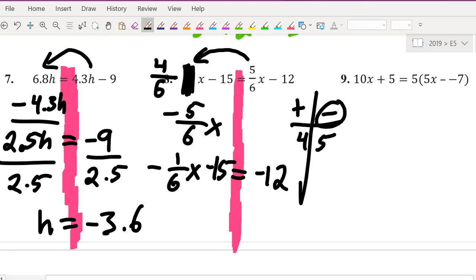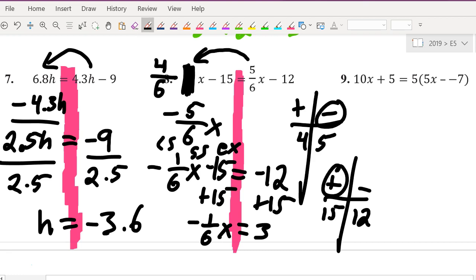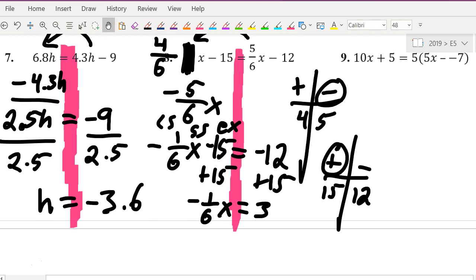Okay, negative 12. And now it turns into a superstar costar extra problem. Excellent. Positive 3. I'm going to show my good guys, bad guys, even if you're not. Okay? So 3. All right. So, times negative 6, right? Times negative 6. So we've got x equals negative 18.